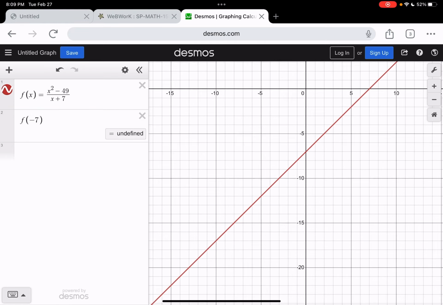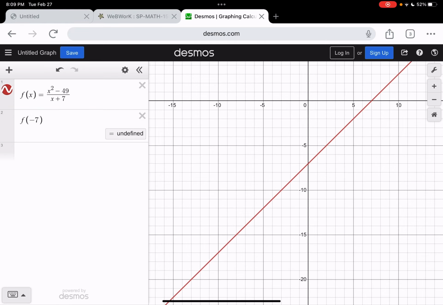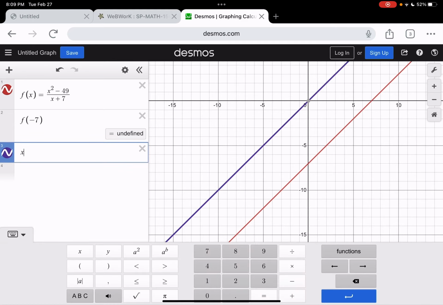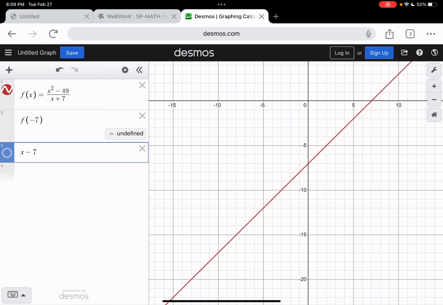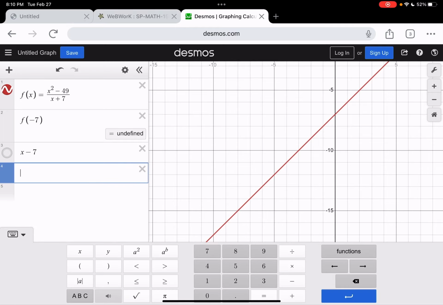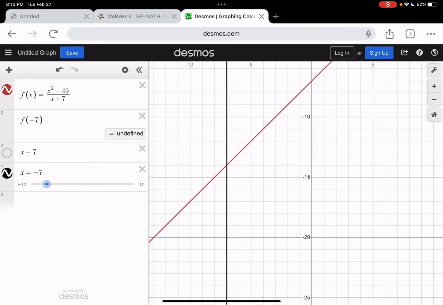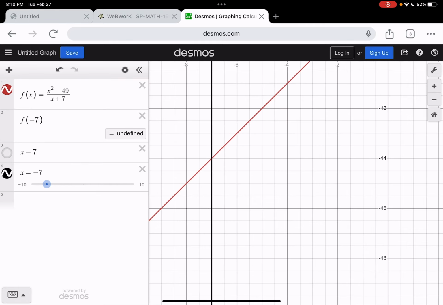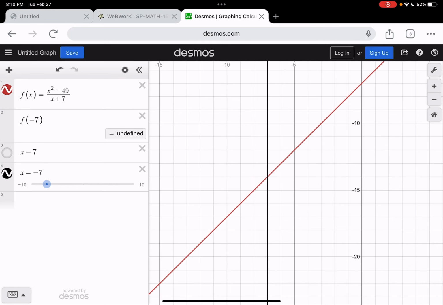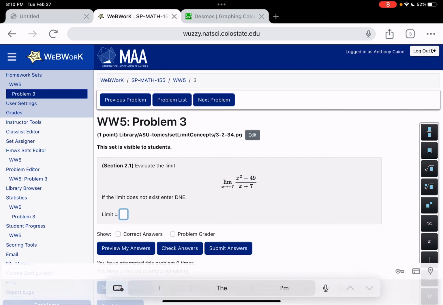But wait a second. This looks like it's just a line, right? You could figure out what line this is, and it's actually x plus 7. No, x minus 7. Sorry. There you go. See, I just covered it up. Boop, it's back. And so as you approach -7 on your line, which is x minus 7, -7 minus 7, you'll get to -14. And in fact, if I were to graph x equals -7, then you can see that we intersect right here at -14. Okay, so -14.